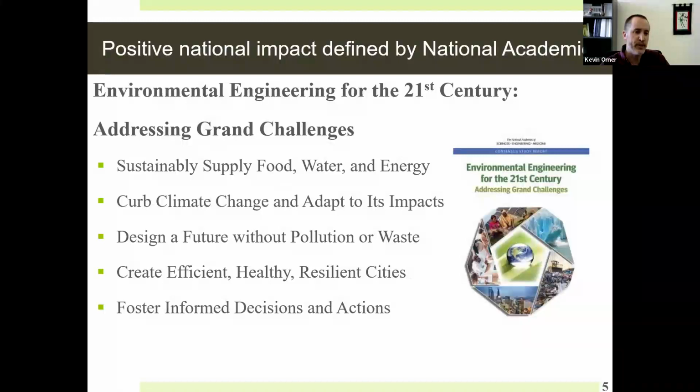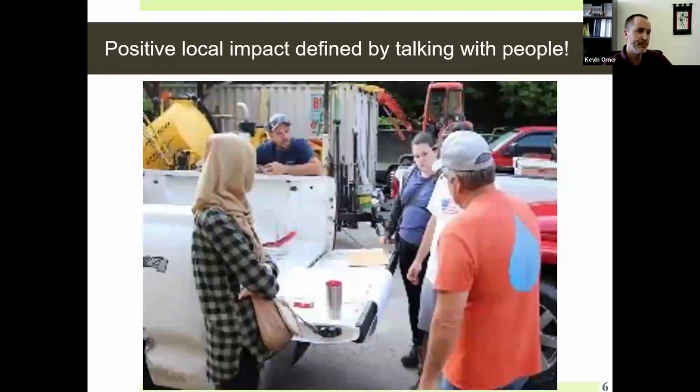Other things within environmental engineering that I look at are sustainably supplying food, water, and energy, curbing climate change, designing a future without pollution or waste. So these are things that definitely include environmental engineering, but are not specific to environmental engineering. It requires us to work across disciplines. And one thing that I didn't know initially, but I've learned throughout my work that I'll get into in a minute, is positive local impact is defined by talking with people.